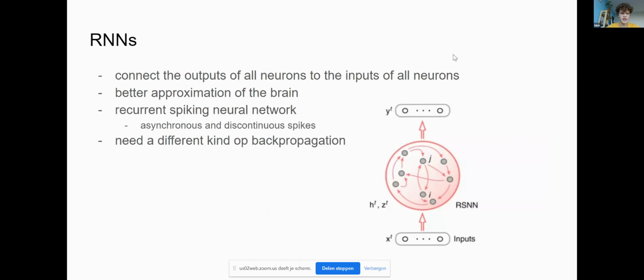In their most basic sense, recurrent neural networks connect the outputs of all neurons to the inputs of all neurons in the network. When everything is connected, these are fully recurrent networks. Not everything has to be connected necessarily, but that in its most basic form is a recurrent neural network. As I said already, this is already a better approximation of real brains because not everything is organized in strict layers, but the connections go in all sorts of directions.